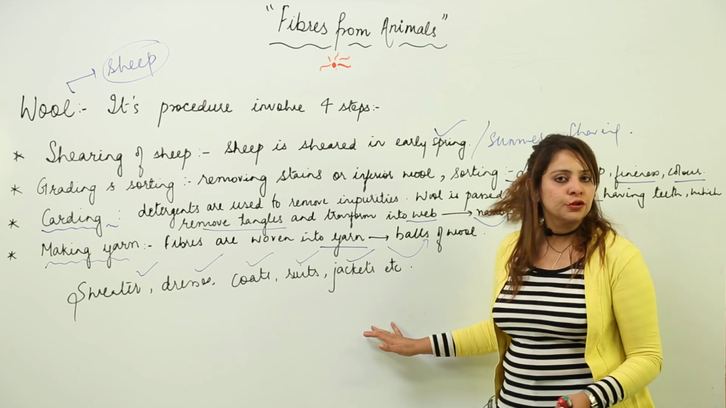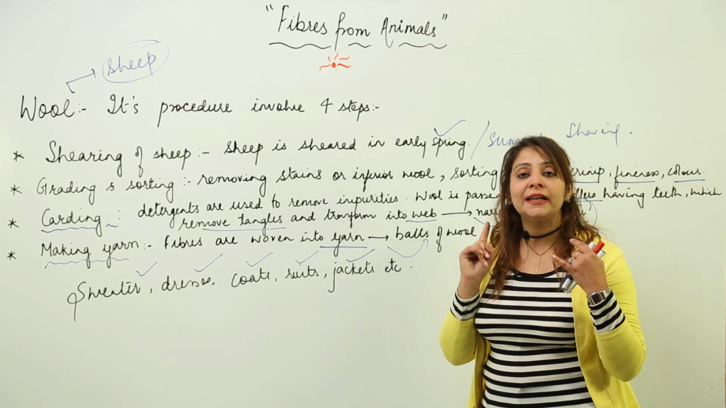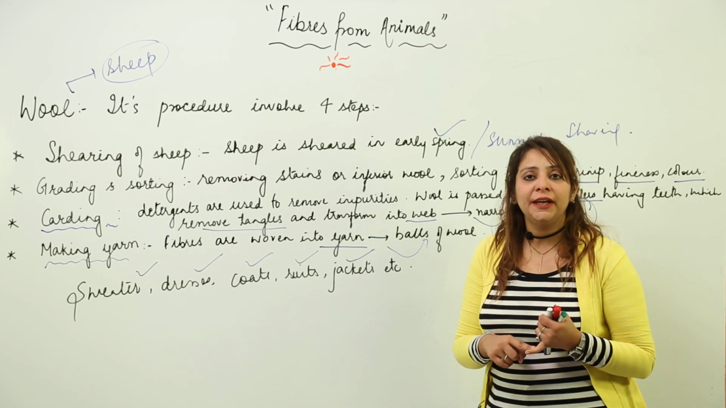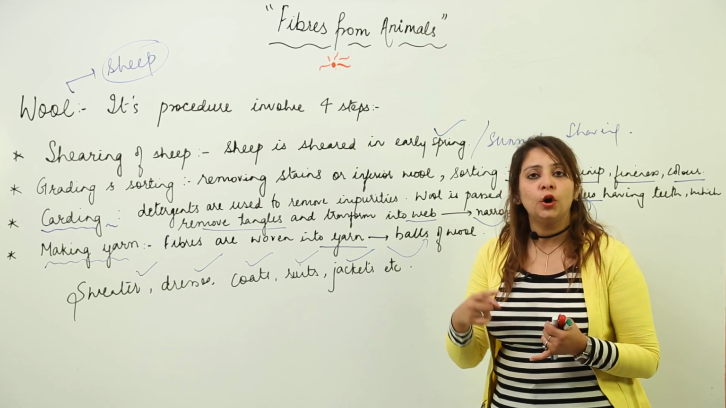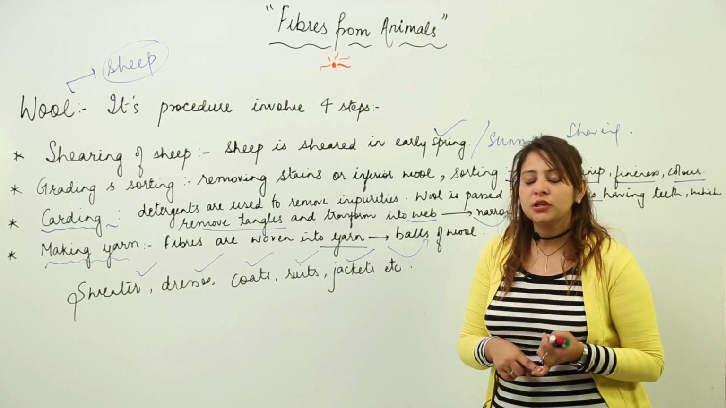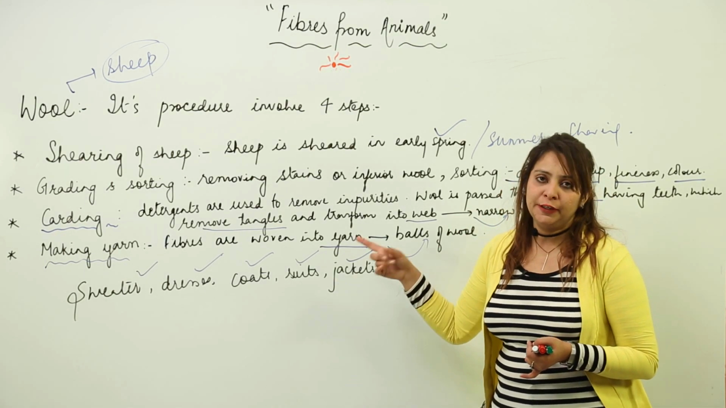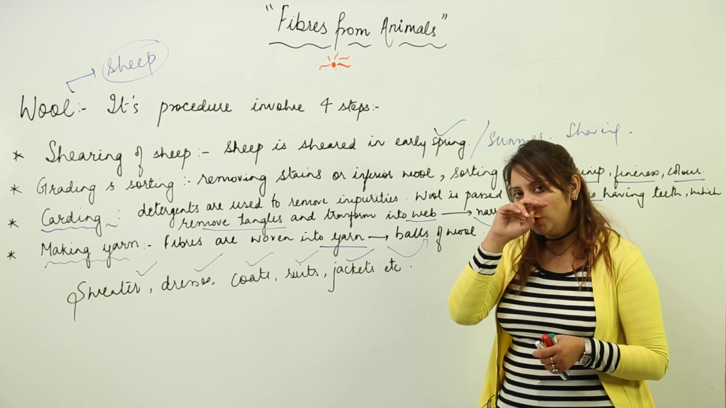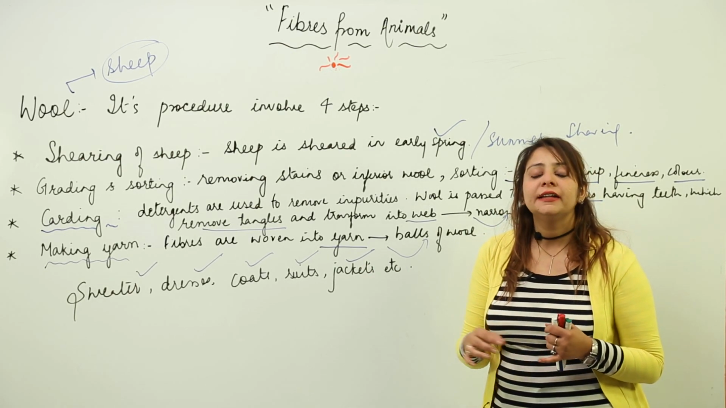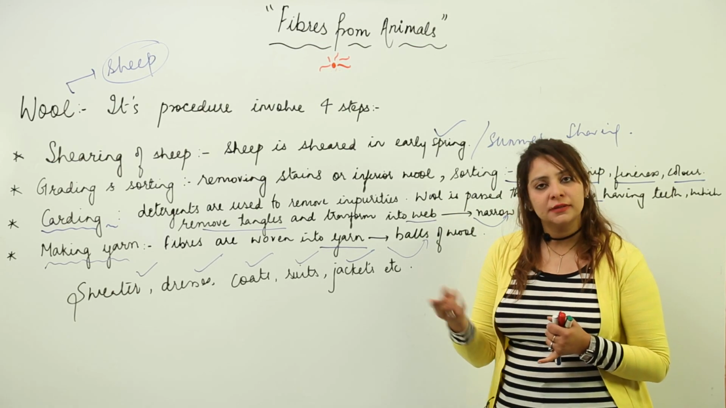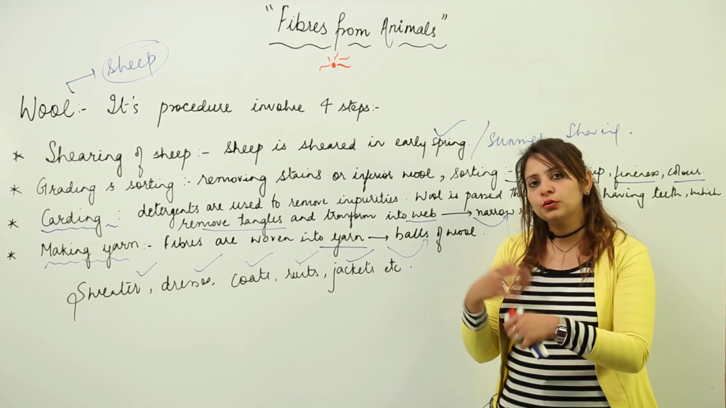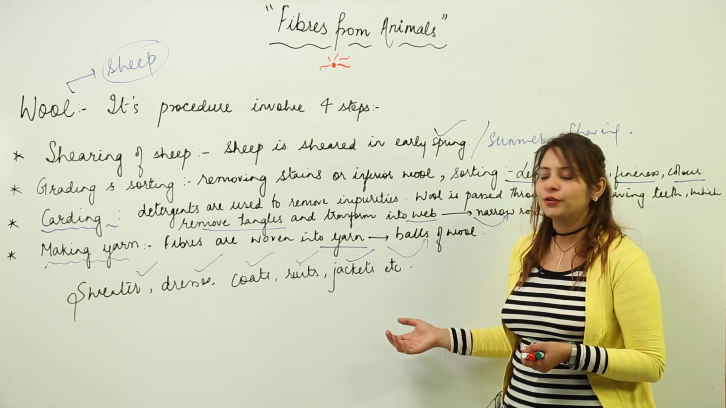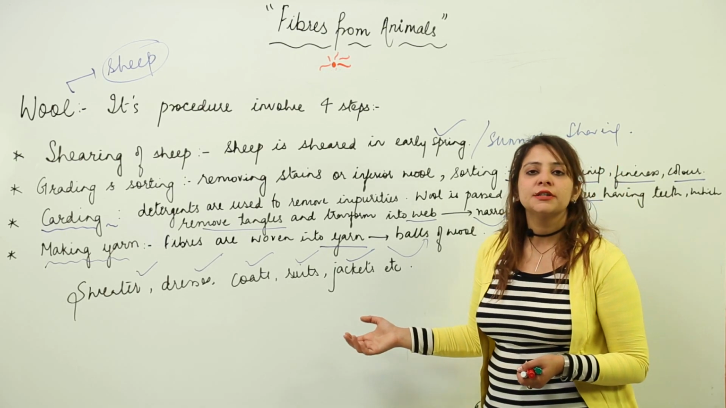So with this we finish the chapter, and please, the life cycle of silkworm is very important. How the silk is obtained with all the steps, the cocoon and all we have done, that is very important, and moreover this wool part is very important. So you have to learn both the things. You have already learned about the natural and the synthetic fibers in the 7th class as well. So just go through those parts also, because that forms a basis of this chapter actually. So with this we finish with fibers from animals.